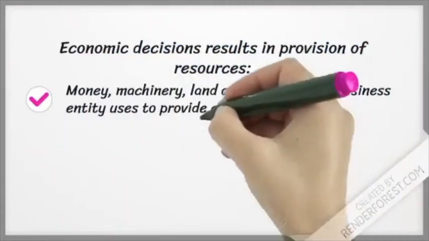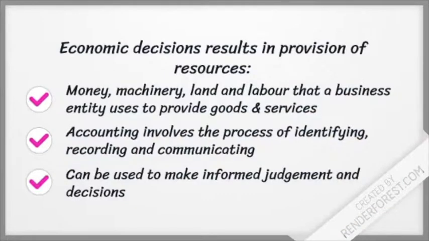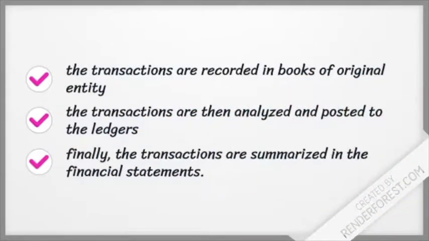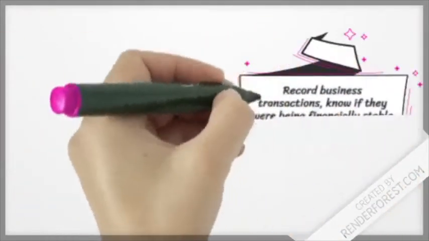Economic decisions result in provision of resources such as money, machinery, land, and labor that a business entity uses to provide goods and services. Accounting involves the process of identifying, recording, and communicating. It also can be used to make informed judgment and decision. The transactions are recorded in books of original entry, and then the transactions are analyzed and posted to the ledger. Finally, the transactions are summarized in financial statements.